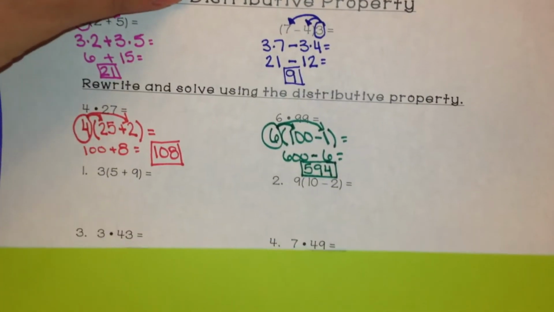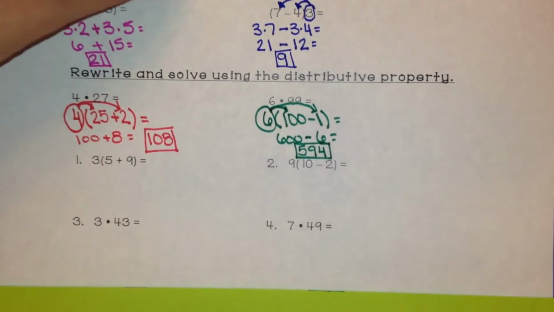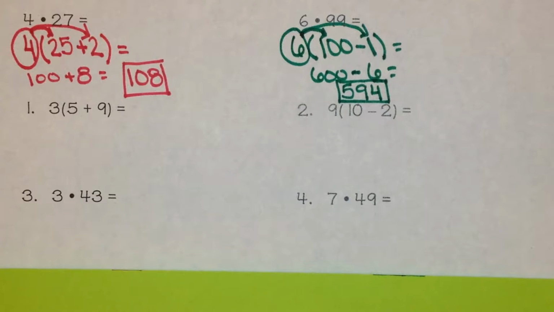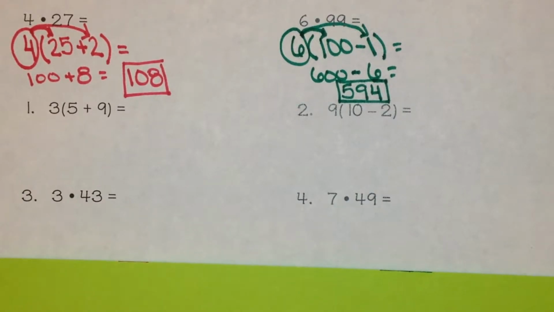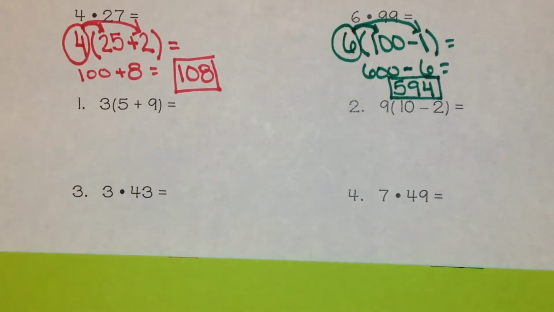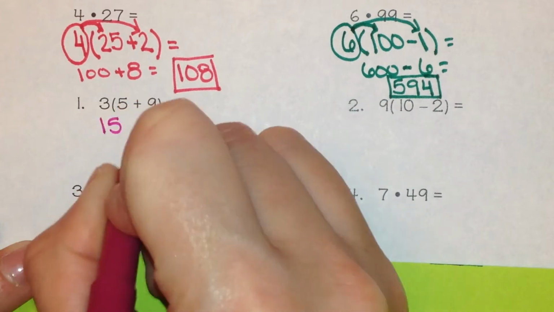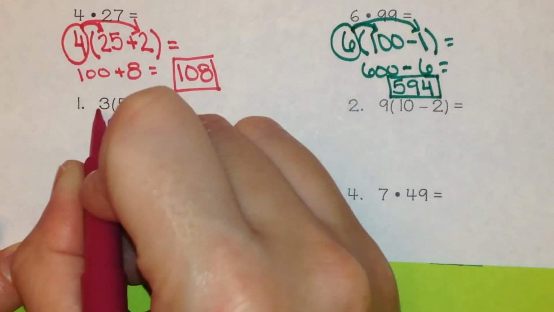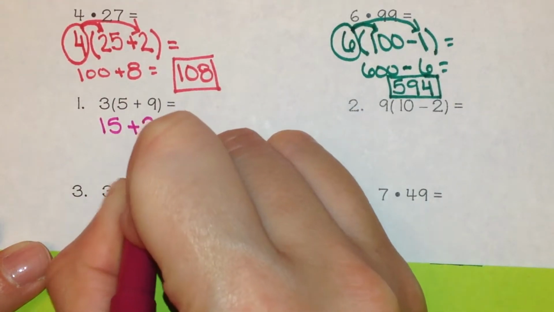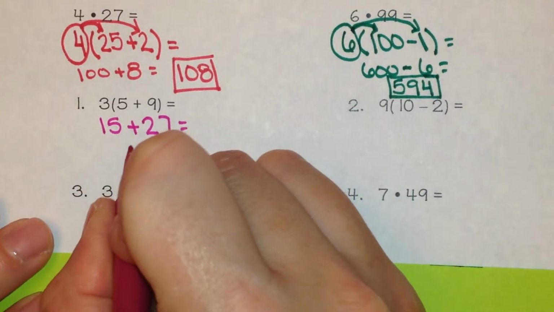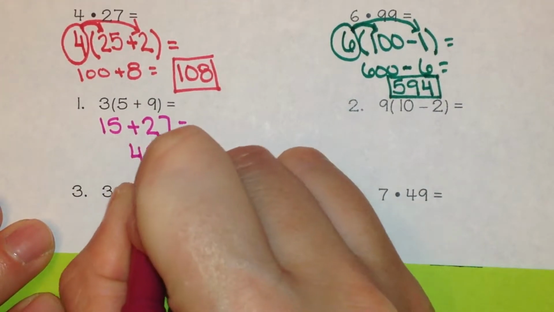All right, so here are 4 problems for you to go ahead and try. I'm going to zoom in a little. Go ahead and pause it here and then come on back for the answers. All right, so we have 3 times 5, 15, plus 3 times 9, 27. Then all you have to do is add them together, and we get 42.